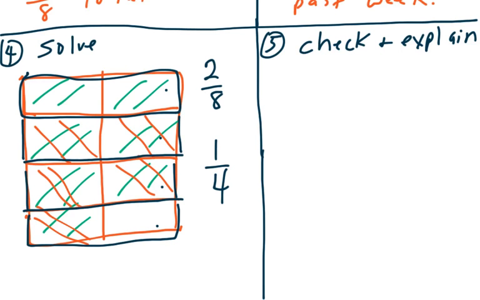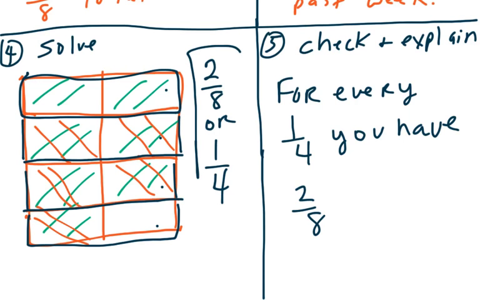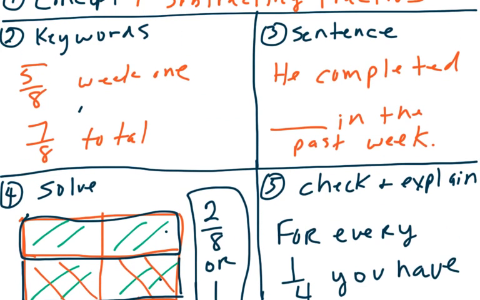And why? Because for every 1/4, you have 2/8. So that's part of my check and explain. Either one of these two would work as the answer. And in the past week, he completed 2/8.